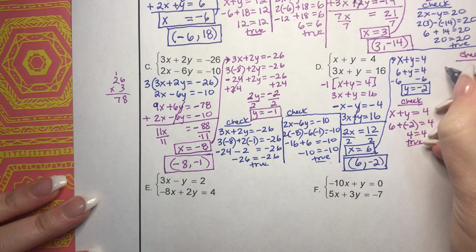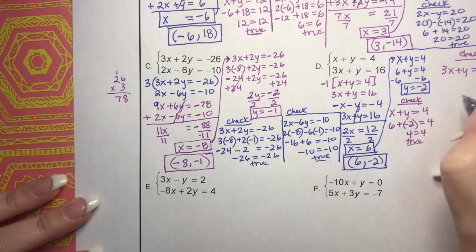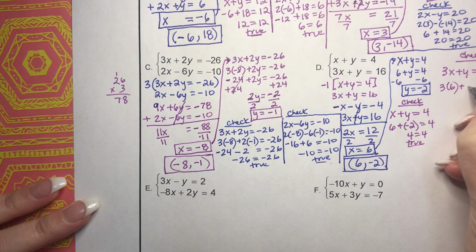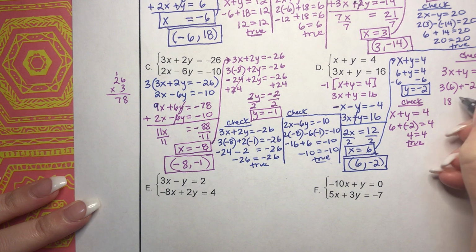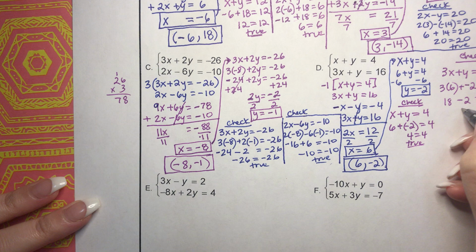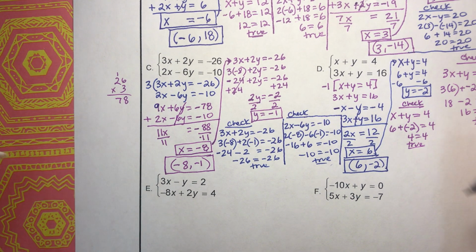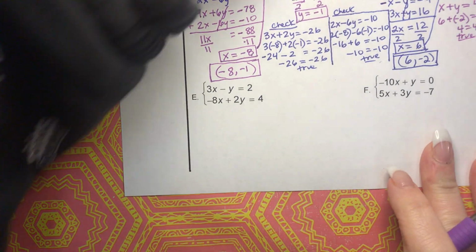Then we're going to go up here. Check the other one. 3x plus y equals 16. Okay, 3 times 6 plus negative 2 equals 16. 3 times 6 is 18, minus 2. All right, 16 equals 16, another true one. So if you did all this, awesome. Okay, let's see how you did on E.